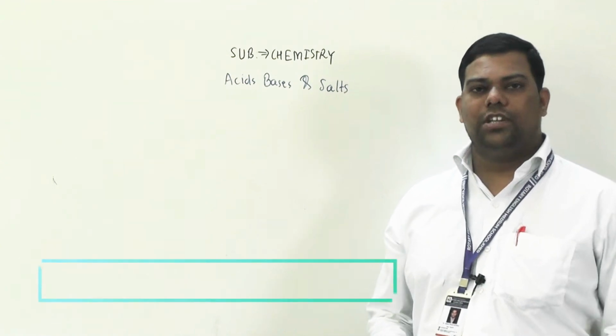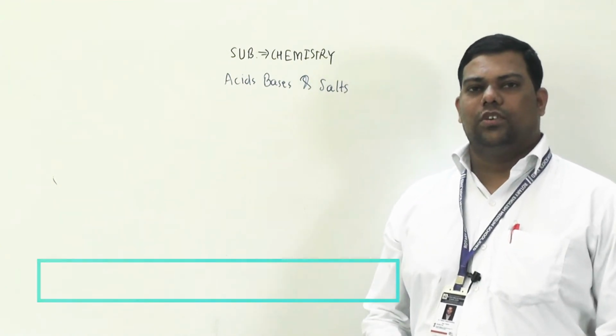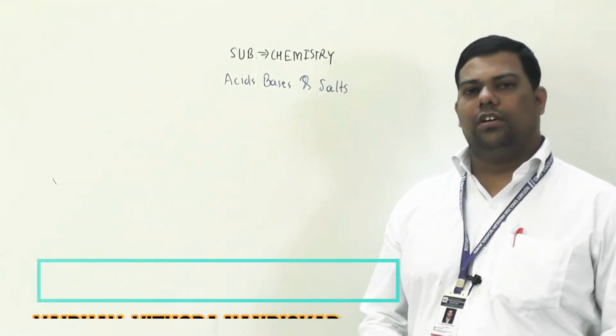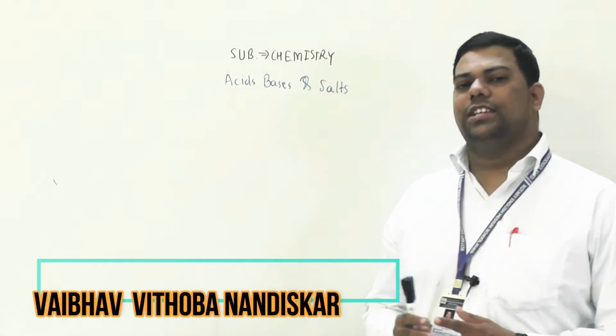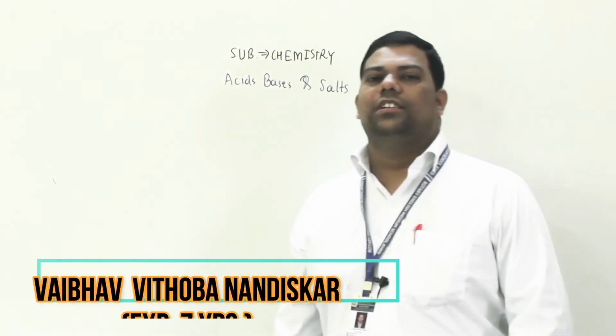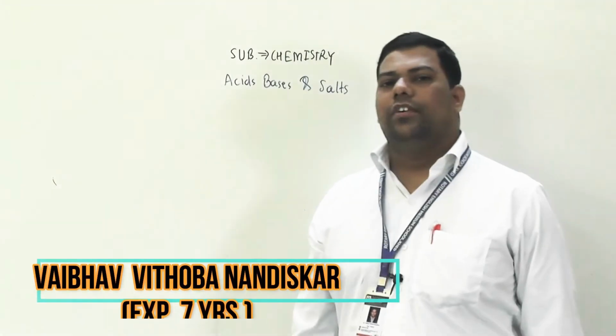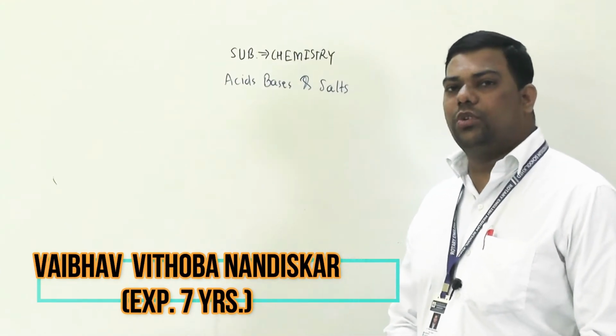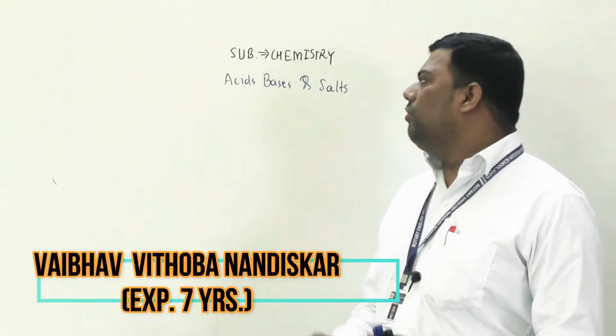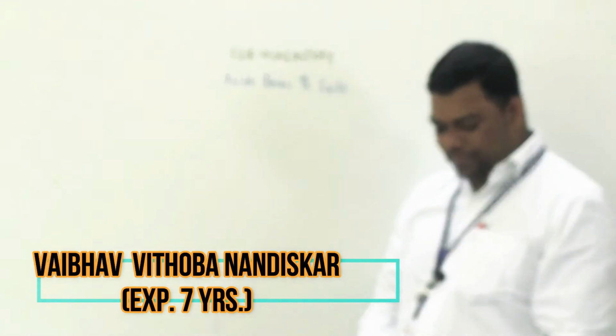In the previous lecture we saw pH. In pH we saw the concentration of H plus ions and the concentration of OH minus ions. We also discussed one formula, that is pH plus pOH is equal to 14. Now we will discuss the importance of pH.